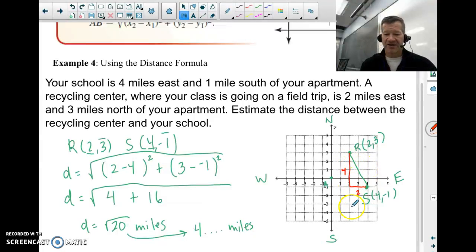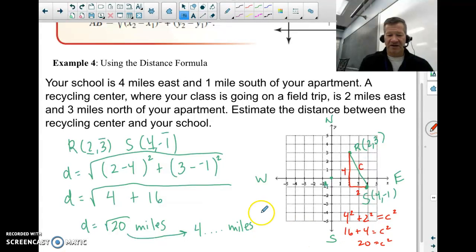Well, I can just use the Pythagorean theorem now. If I call this distance c, I can say 4 squared plus 2 squared equals c squared. I know 4 squared is 16 and 2 squared is 4. I know if I add those I get 20. And if I take the square root, I get that distance c is the square root of 20. So you get that same answer, square root of 20 miles. And that is distance formula, and that is section 8.3.